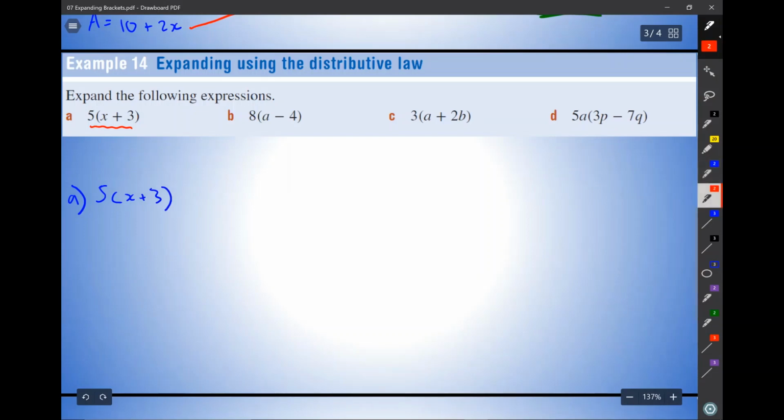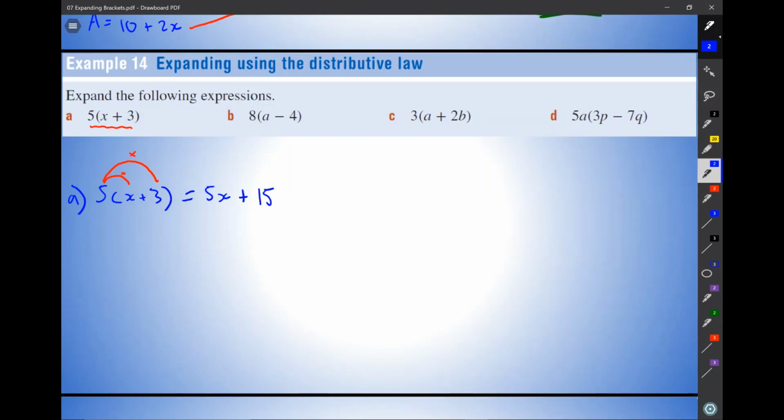What we're going to use here is something called ski jumps. We're going to take the number out the front here, and we're going to times it by the first thing inside the brackets. Okay, 5 times x is 5x. And then we're going to go back to the number out the front of the brackets, and we're going to times it by the second thing. These red lines mean times. Plus 5 times 3 is 15. And that's how we expand brackets.